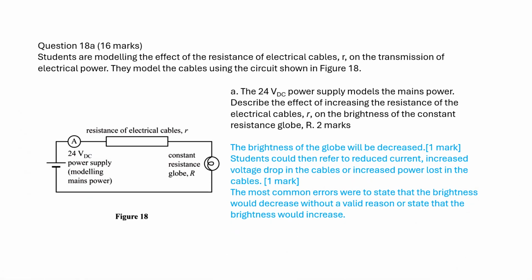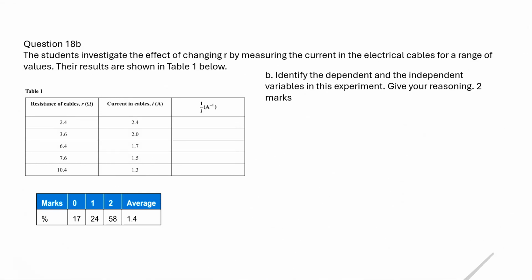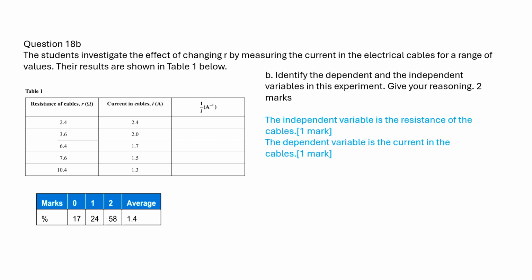DC power supplies the power to the globe. Resistance of cables is in series with the globe. If the resistance of the cables increases, the current should decrease. So, the brightness of the globe will be decreased. The independent variable is the resistance of the cables. The dependent variable is the current in the cables.